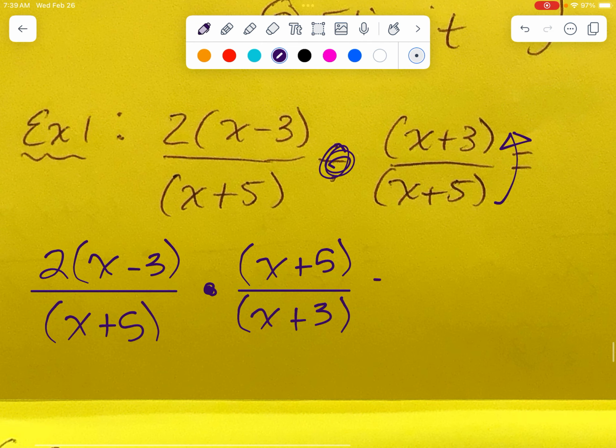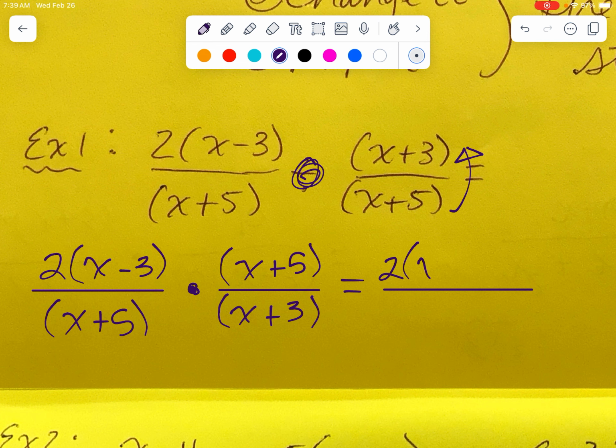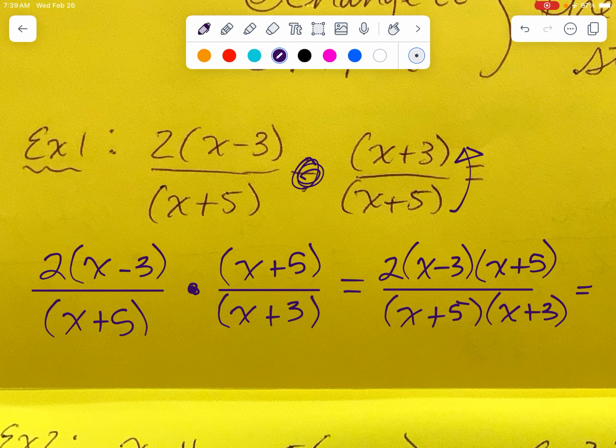Now we are going to multiply straight across, create one fraction, but when we multiply, we want to keep all of our terms separated with parentheses here. We don't want to actually multiply them out. So we have x plus 5 on the bottom times x plus 3.